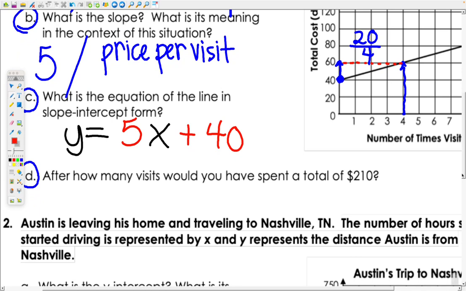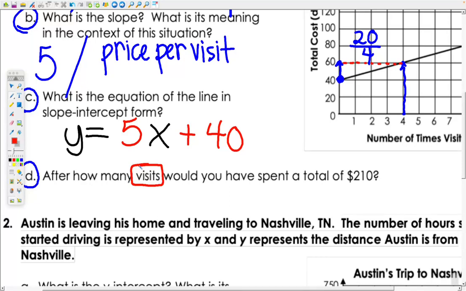So in this case, they're asking how many visits would you have? That means how many visits you're going to have had to get to $210. Like I said, some of you are not going to use the equation. You're just going to figure it out, and I'm okay with that.